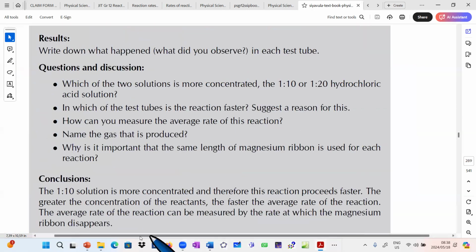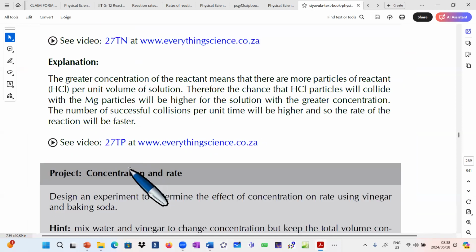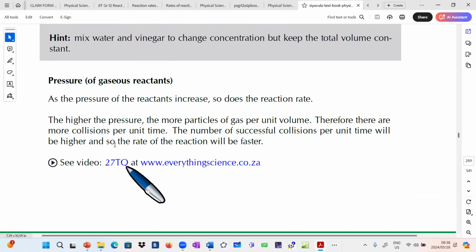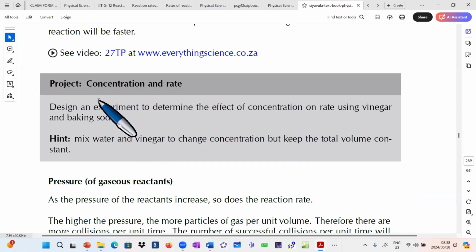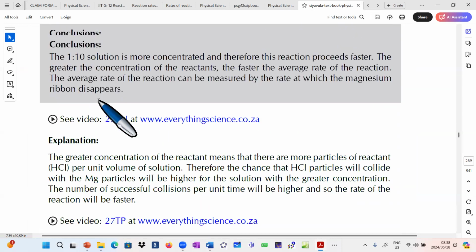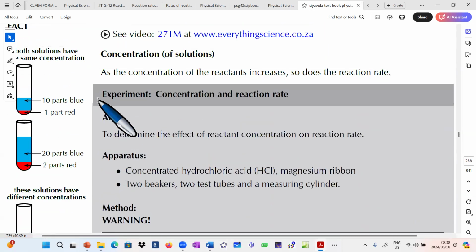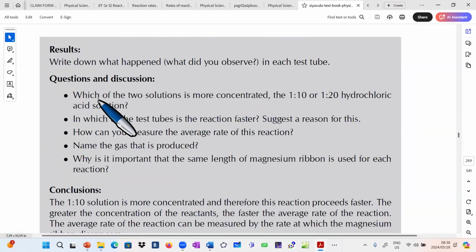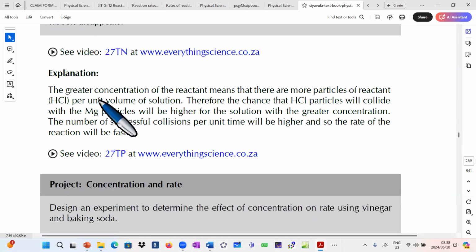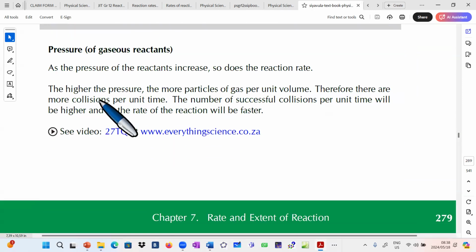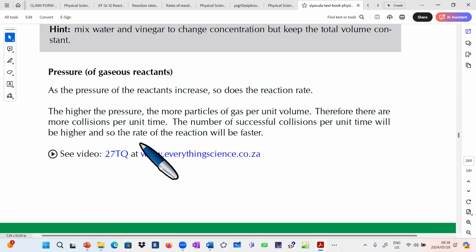There are a couple of things I want us to discuss. Now this is what we call pressure. Let us discuss pressure here, the notion of pressure of gaseous reactants, and pressure itself as a factor.